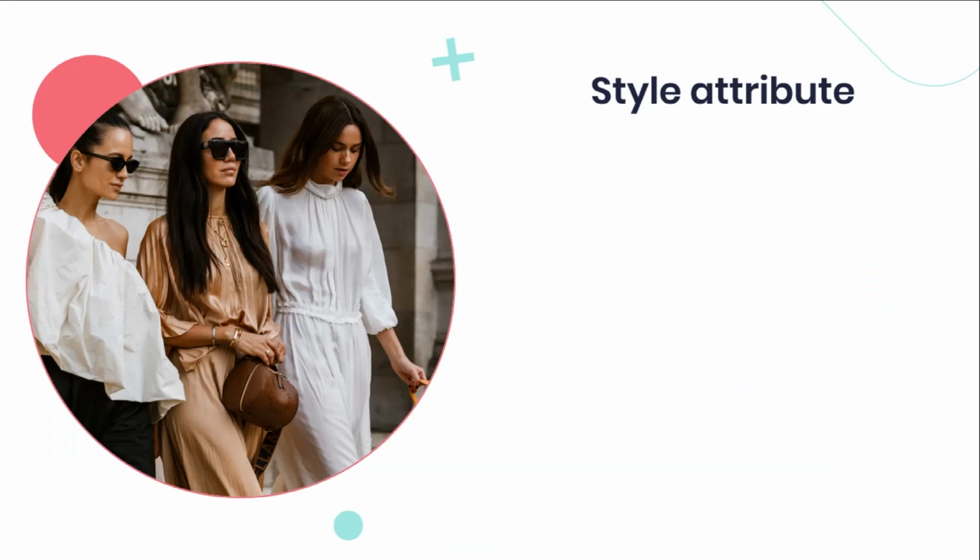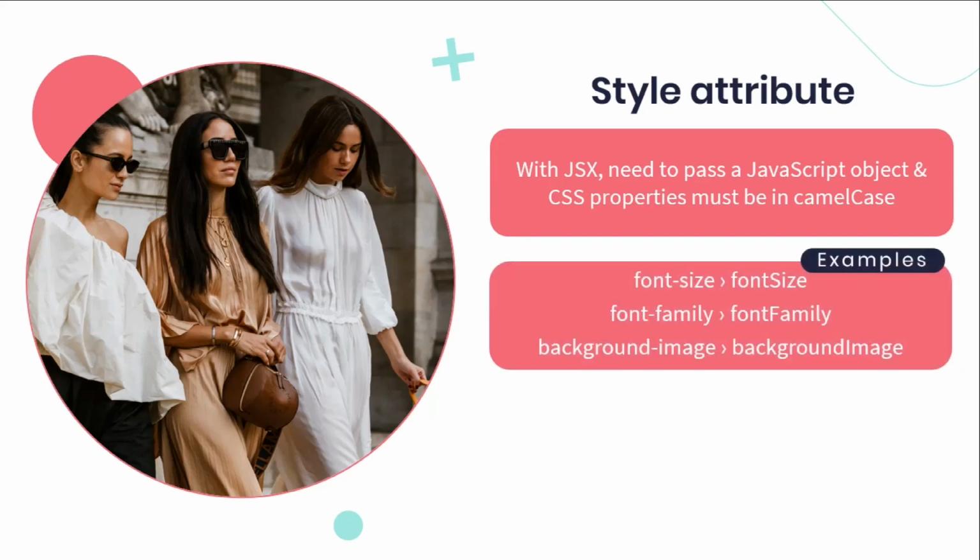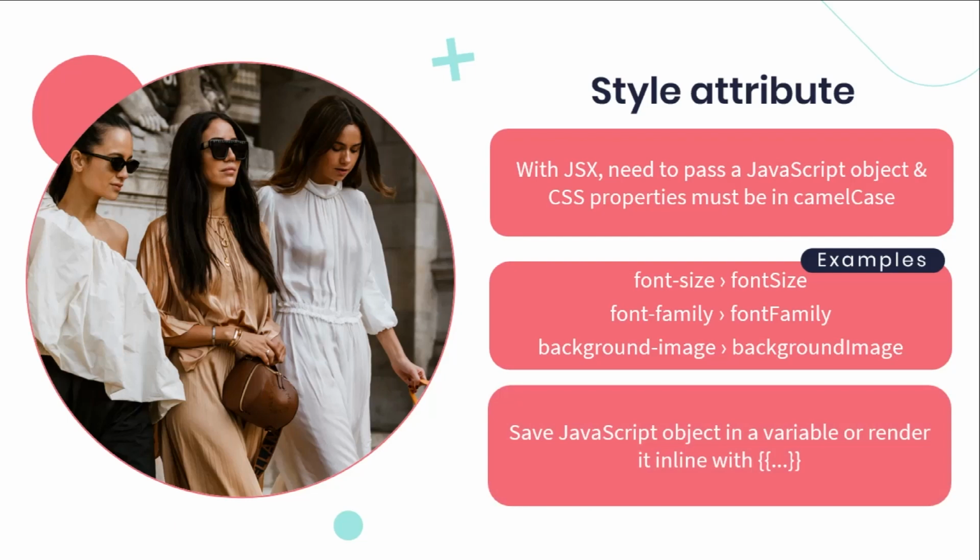The style attribute in JSX works differently from plain HTML. With JSX, instead of a string, you need to pass a JavaScript object, and CSS properties need to be in camel case. For example, font-size becomes fontSize, one word. Font-family becomes fontFamily, one word. And background-image becomes backgroundImage, one word. You can save the JavaScript object in a variable or render it inline with double curly brackets. The double brackets are needed because one set is for JSX and the other is for the JavaScript object literal.